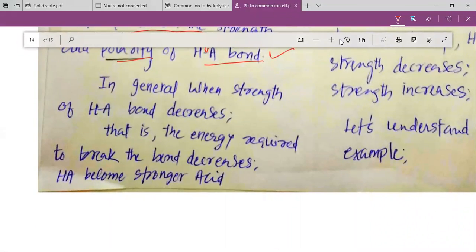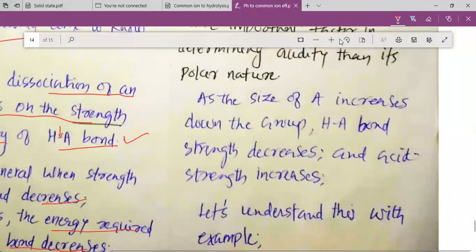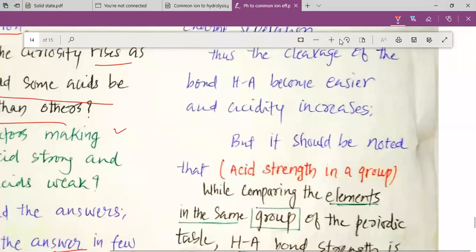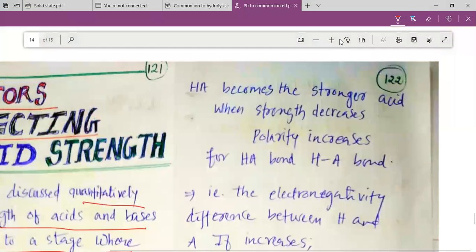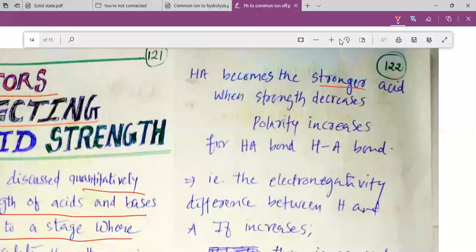In general, when the strength of the HA bond decreases, that is, the energy required to break the bond decreases, it becomes a stronger acid. So the weaker the bond between H and A, the stronger the acid is going to be. If the bond between H and A is strong, then it requires more energy, and that is why the acid is a weak acid. For this bond, if the strength decreases, the acid becomes stronger. If the strength increases, the acid becomes weaker.